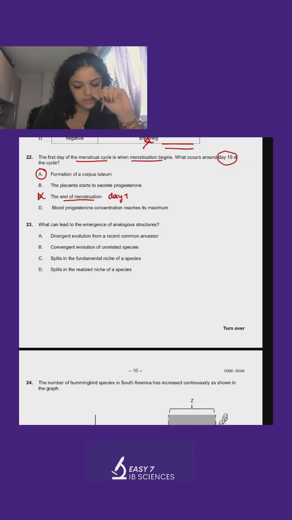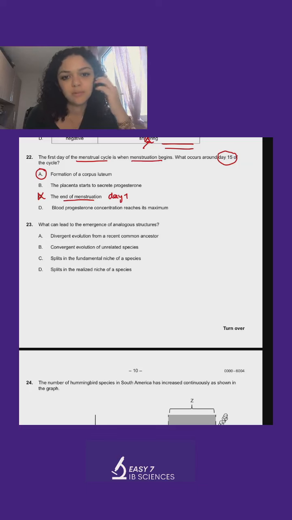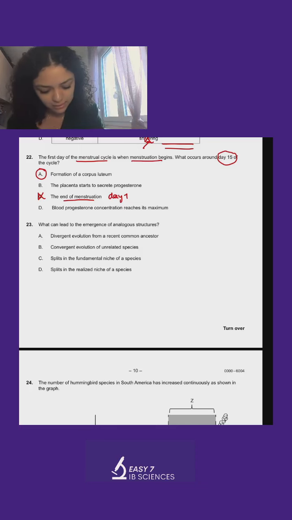B says the placenta starts to secrete progesterone. When is the placenta formed, guys? Is it formed in a normal menstrual cycle, or is it formed when you have a baby growing inside you? It's formed when you have a baby growing inside you, right? And the menstrual cycle is always happening in a woman. It's not necessarily when the baby's growing. Perfect. So, no, that's why B is incorrect.